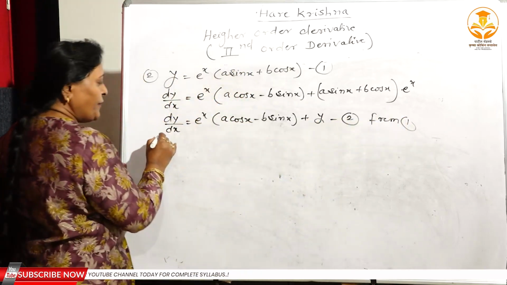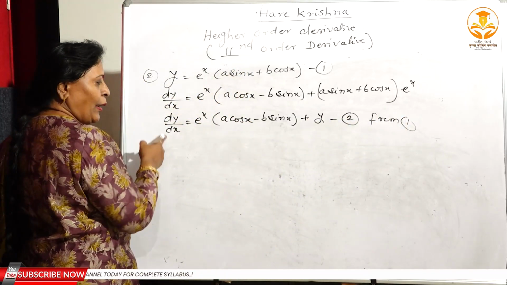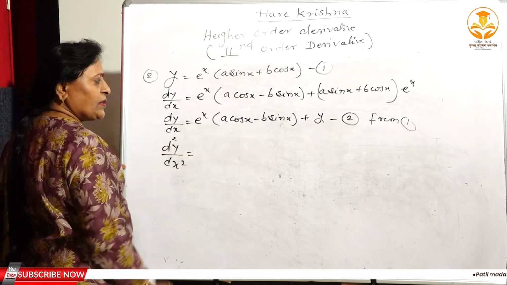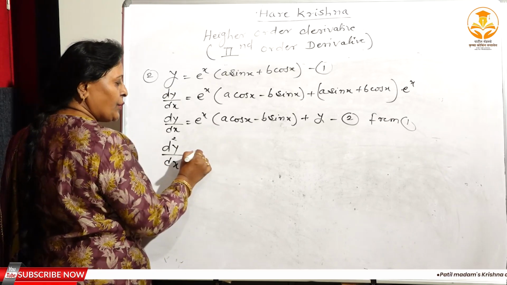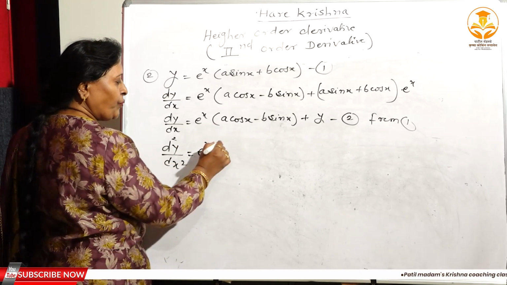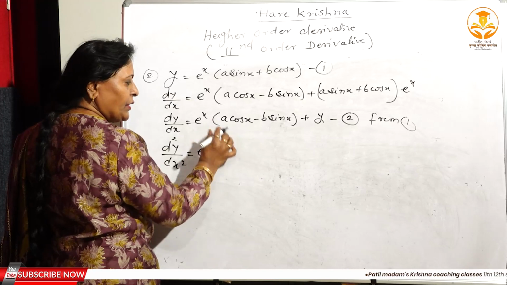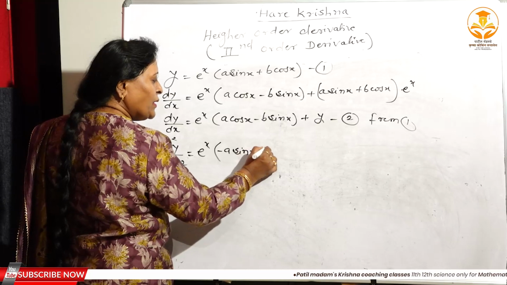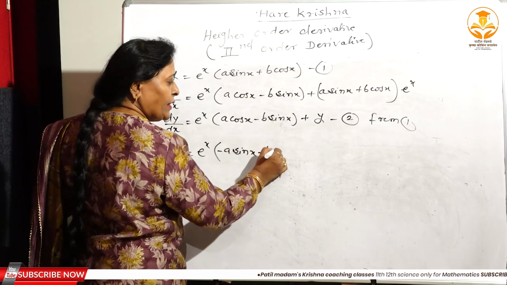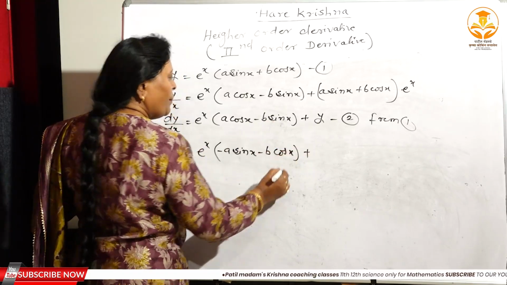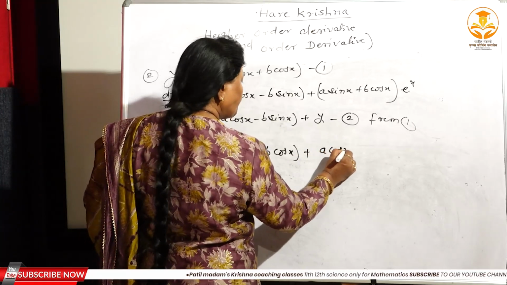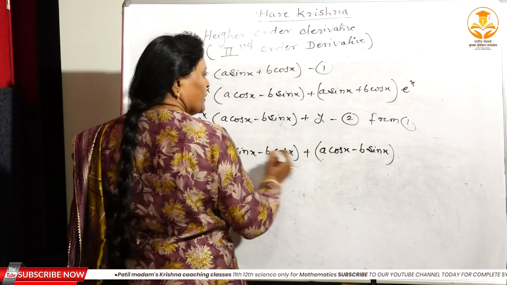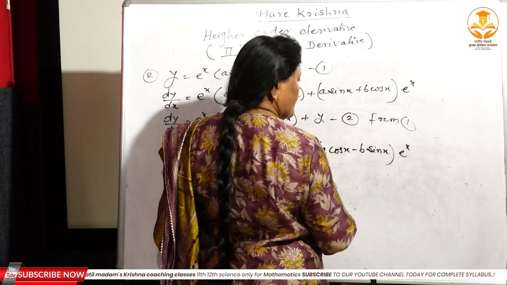Again differentiate. When you differentiate dy by dx, you will get d2y divided by dx square. Apply the multiplication rule, e raised to x remains as it is. Again, take the derivative of this function, a remains as it is. The derivative of a cos x is minus sin x, minus b remains as it is. The derivative of b sin x is cos x. Again, the bracket a cos x minus b sin x remains as it is. The derivative of e raised to x is e raised to x, isn't it?